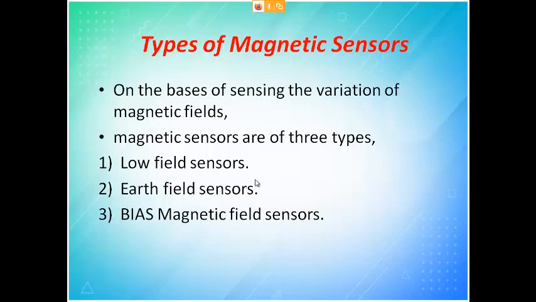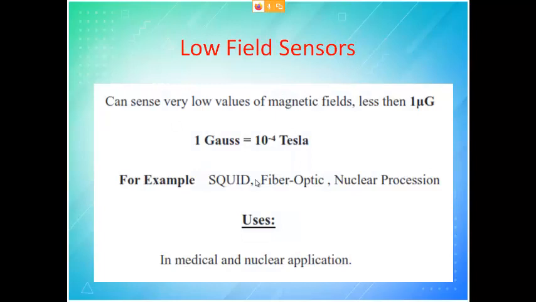Depending upon the magnetic field intensity, we classify the sensors into three. One is low field, then medium is called earth field, then you have BIAS magnetic field, which is high magnetic field in nature. The first one, low field sensors, can sense very low values of magnetic field, less than 1 micro Gauss. Gauss is the unit for magnetic field. 1 Gauss is nothing but 10 to the power minus 4 Tesla.